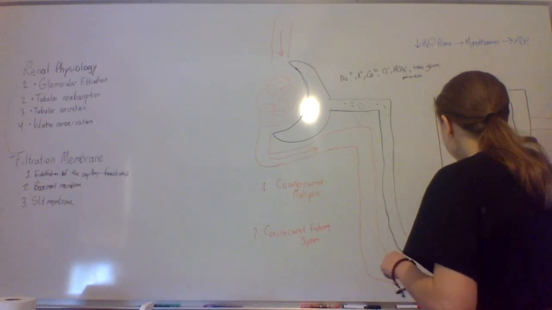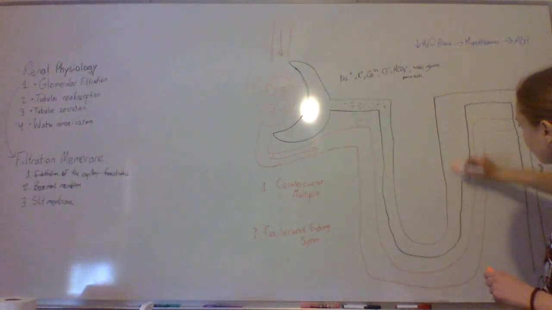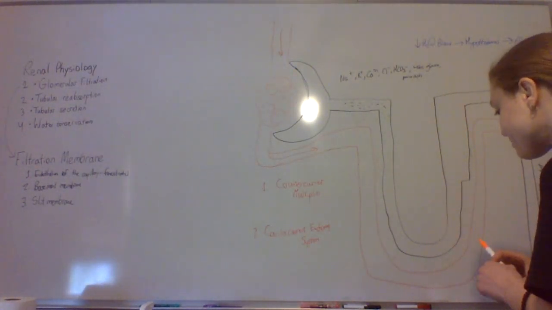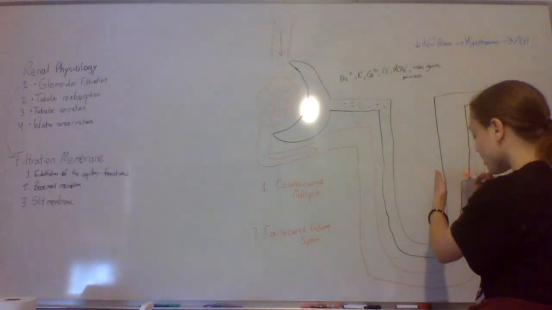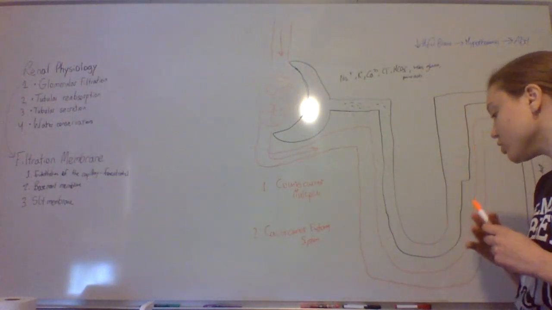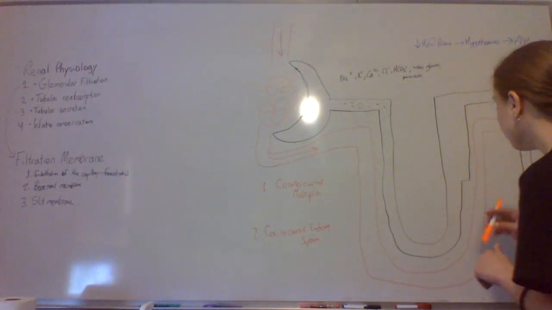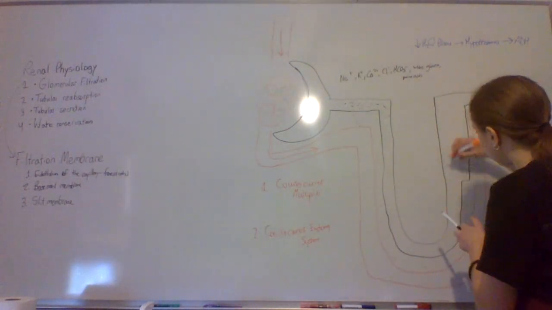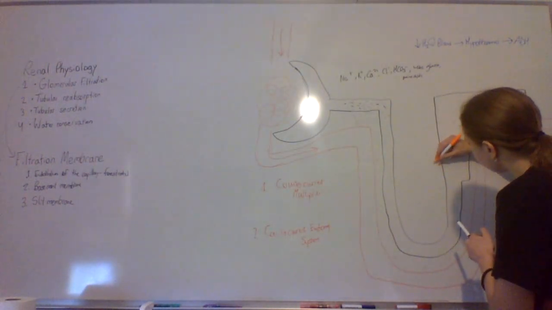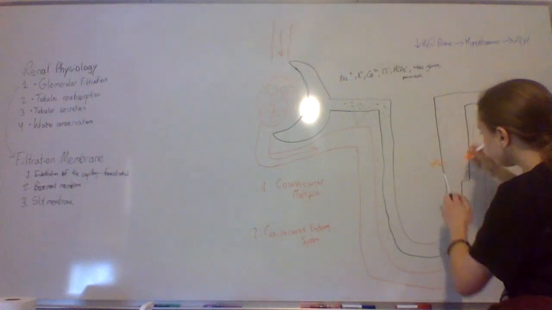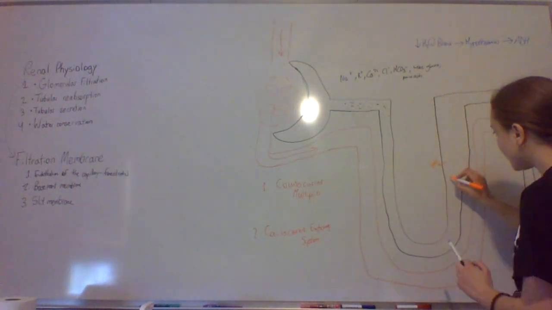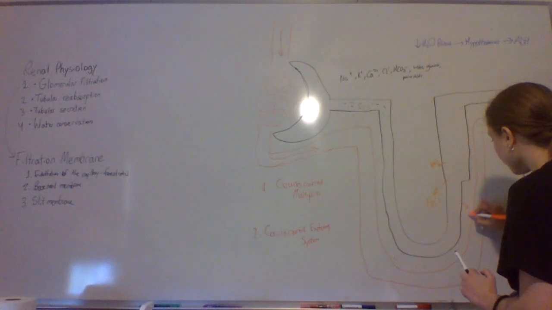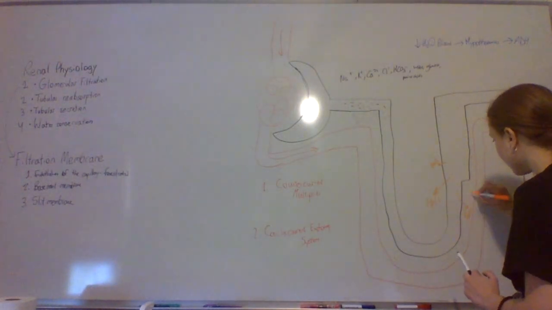Now, the ascending loop, the going up loop of the loop of Henle, is impermeable to water, but permeable to NaCl, meaning it pumps out NaCl. So in this portion, we are pumping NaCl out of the blood and out of the filtrate. And that keeps the medulla nice and salty.